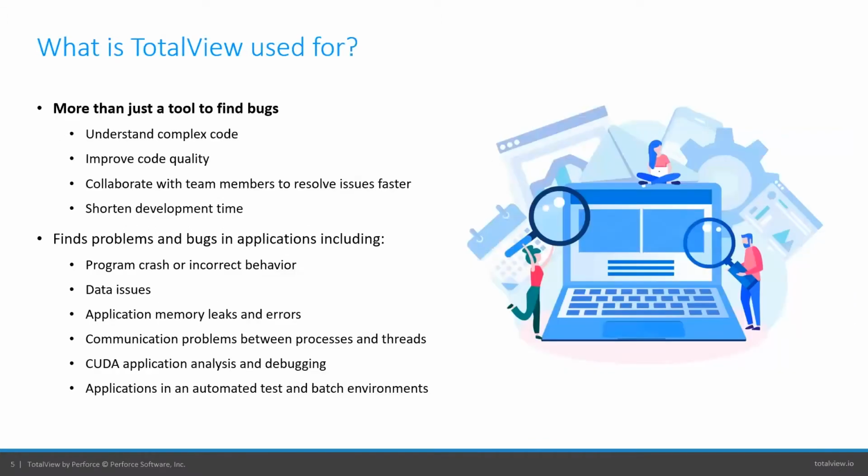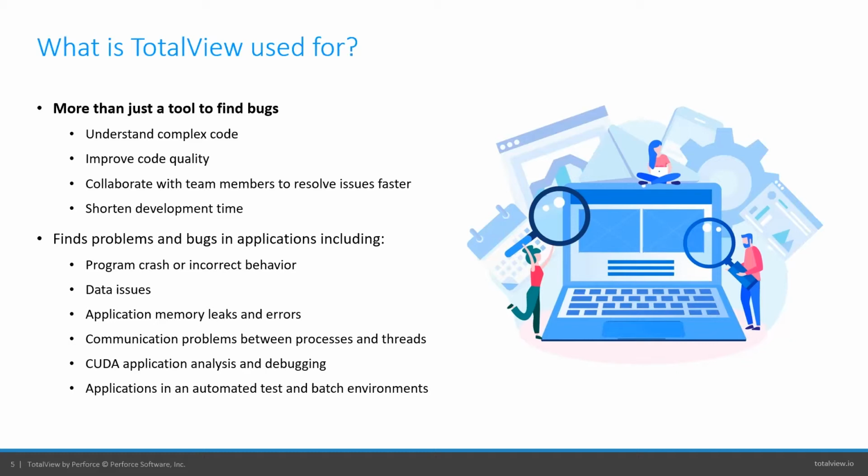So let's summarize. TotalView is not just a tool to find bugs. It allows you to understand complex code, improve code quality, and collaborate with team members, and all that will allow you to shorten your development time. It's basically what you're shooting for. You want to find your bugs faster, collaborate, resolve issues, and go further and put your code into production as soon as possible.